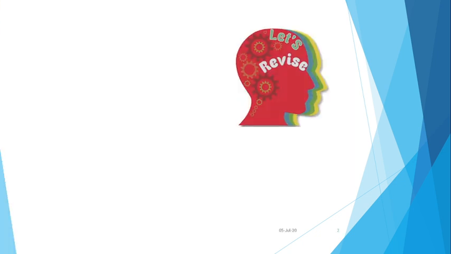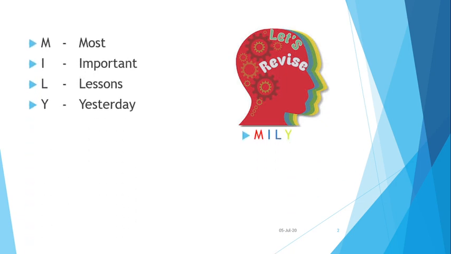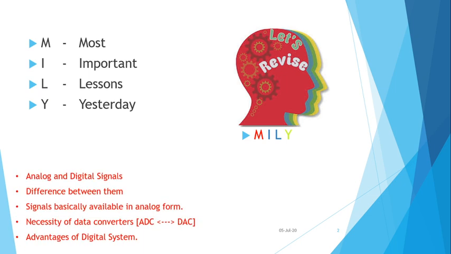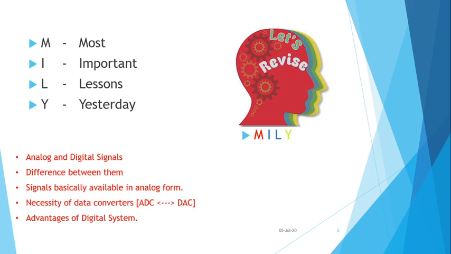Let us revise what we have seen in the last lecture. These are the points that we have discussed. Analog and digital signals, and the difference between them. Physical signals are basically available in analog form, and we have all these digital circuits, right? So here it becomes necessary to convert analog data to digital.